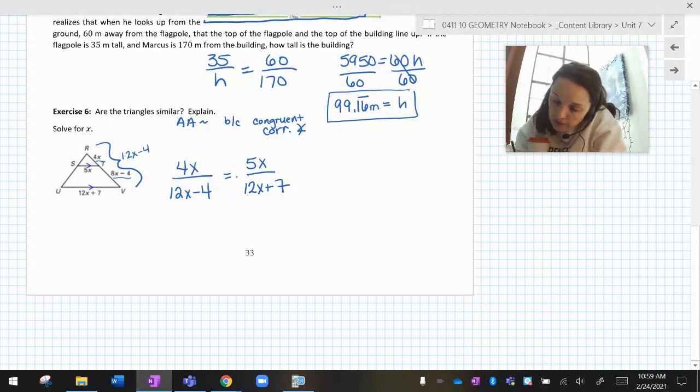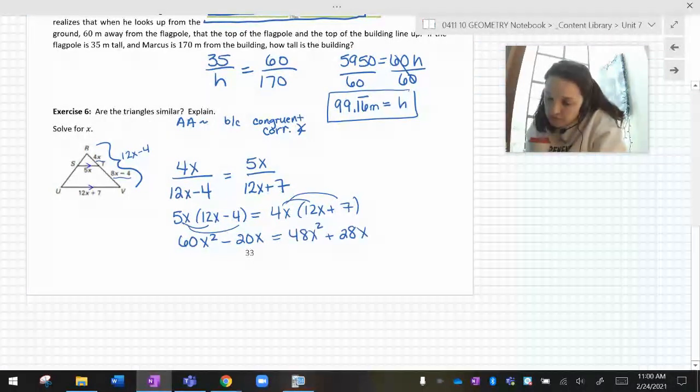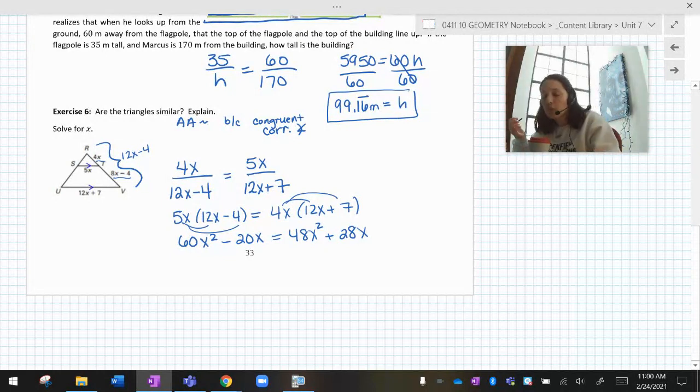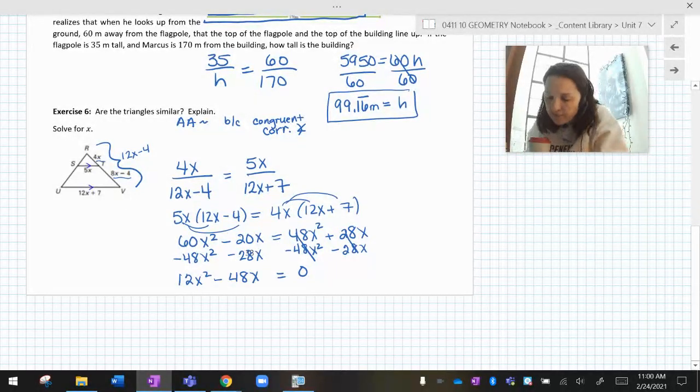All right, well, if I solve for x here, I have 5x times 12x minus 4 equals 4x times 12x plus 7. If I distribute, that's 60x squared minus 20x. And that's 48x squared plus 28x. And if I see an x squared in an equation, I'm going to set it equal to 0. So I'm going to subtract 48x squared. And I'm going to subtract the 28x so that this side ends up being 0. So 12x squared minus 48x.